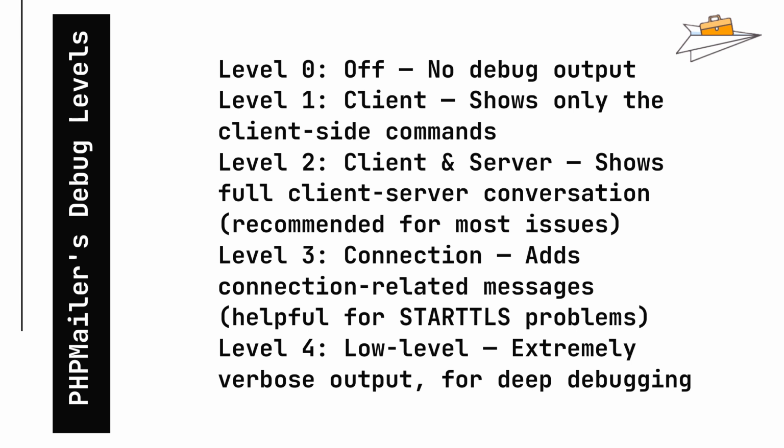Level 3, connection. Adds connection-related messages. Helpful for StartTLS problems. Level 4, low level. Extremely verbose output for deep debugging. Let's go over 2 common errors and how PHPMailer's debug output helps identify them.